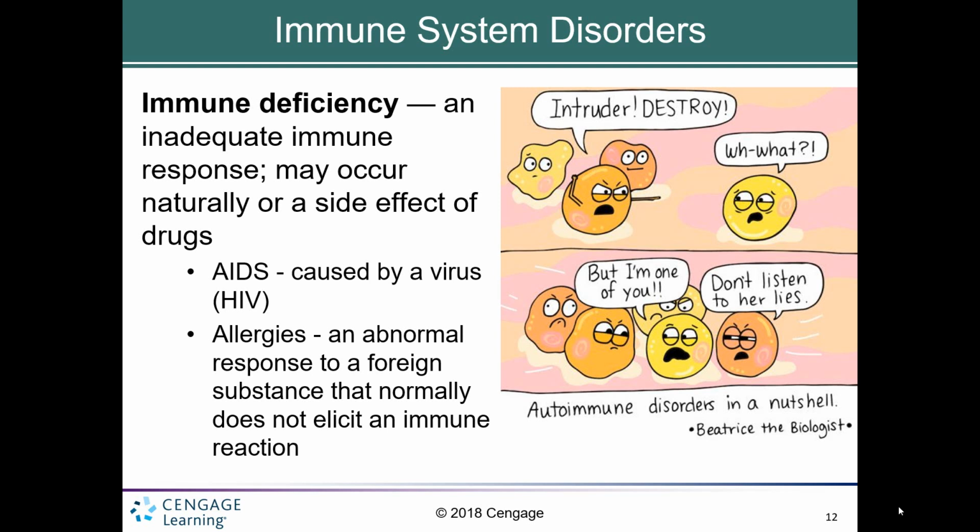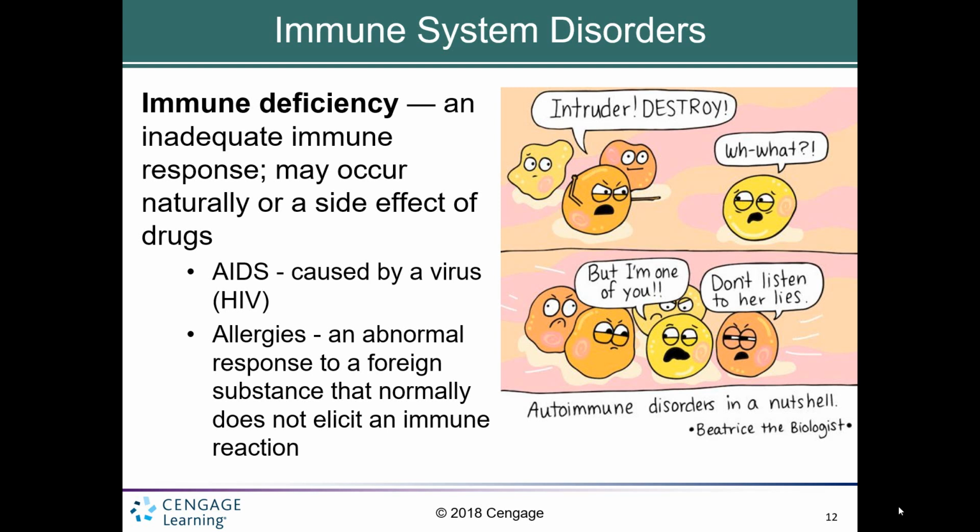The immune system fails to develop properly for some children, thereby leaving them without immune protection. A common type of immune deficiency is acquired immune deficiency syndrome, or AIDS. This disease is caused by a virus, the human immunodeficiency virus, or HIV. This virus destroys the T cells and macrophages in the immune system.